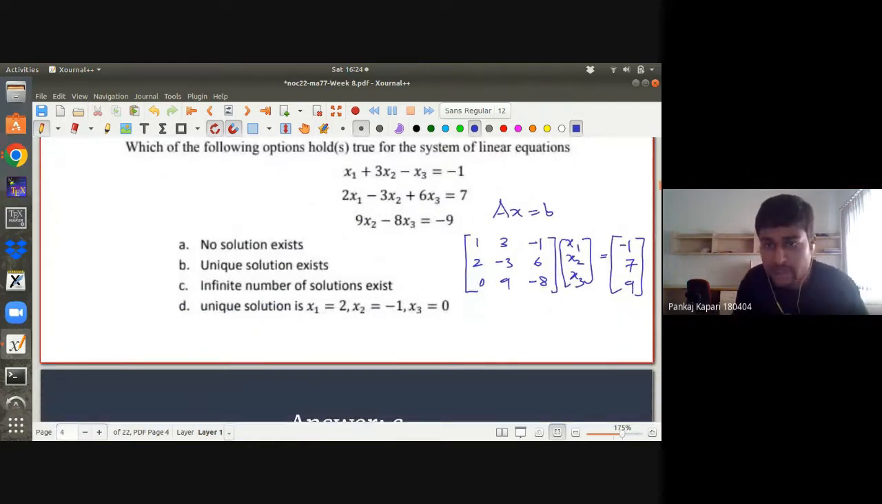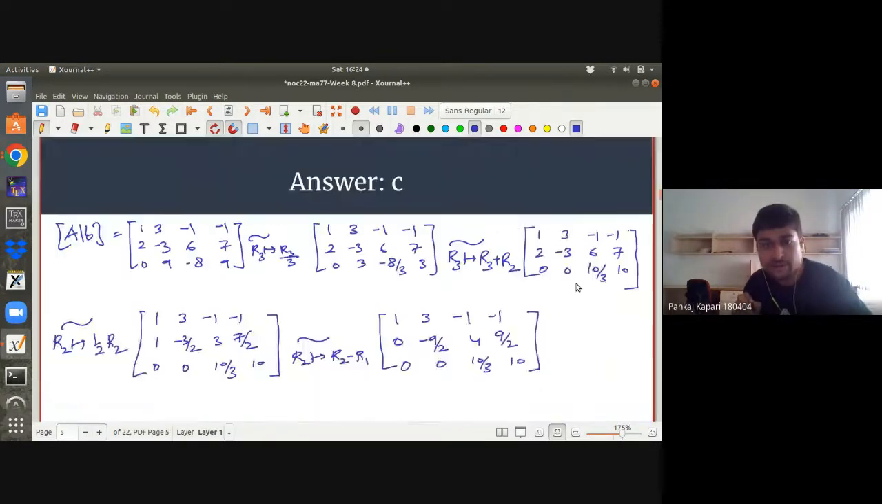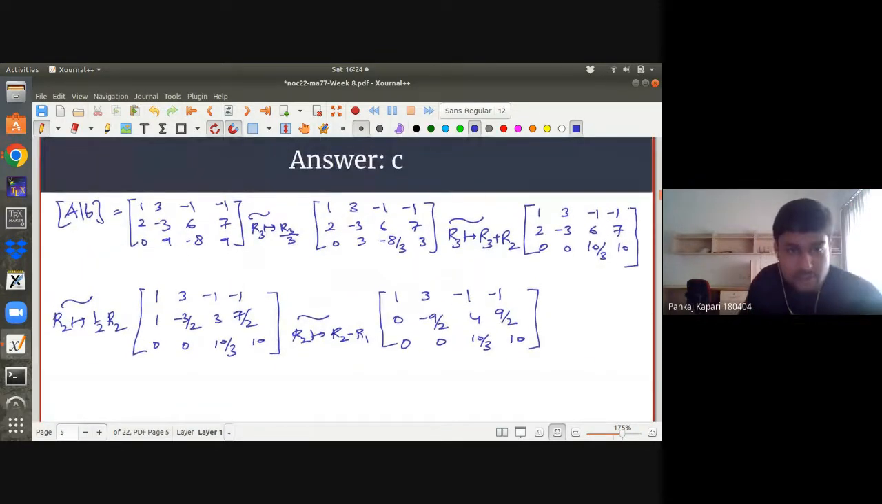So we have made some mistakes. See, this is -9, so here we have to write -9. So this was -9, so that must be -3 because we are dividing by 3. Then we are adding row 2, so this will become 4.